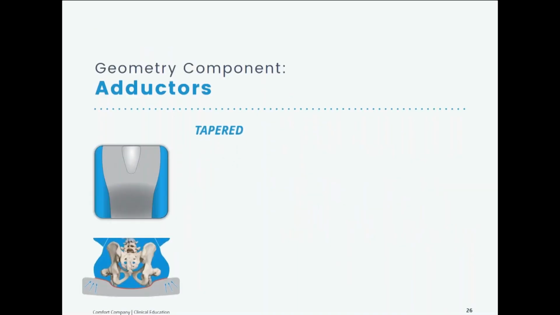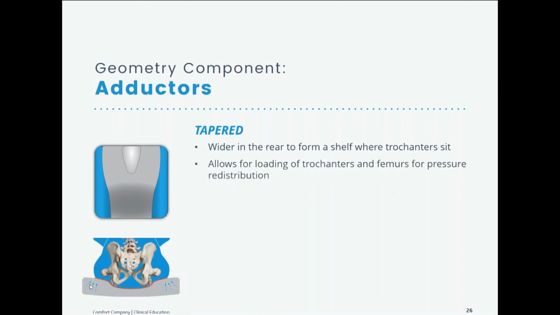The second type of adductor is the tapered adductor. And what's interesting about these adductors is that it's thinner in the front and it gets wider as it goes towards the back of the cushion. It does this so that it can form a shelf where the trochanters will sit. And the reason why we want that shelf is, when we talked about that offloading cushion, if you remember, we talked about the fact that we offloaded the pressure and loaded it onto the trochanters. And the way we can do that is by placing them on that shelf.